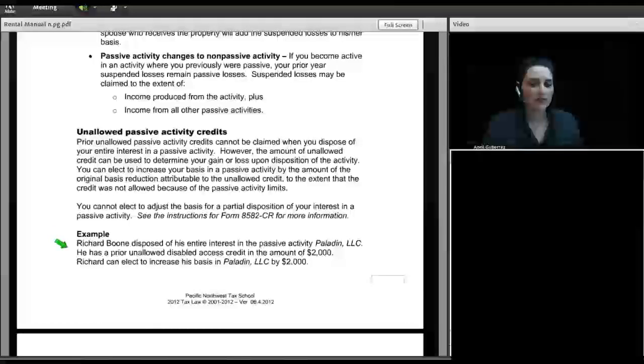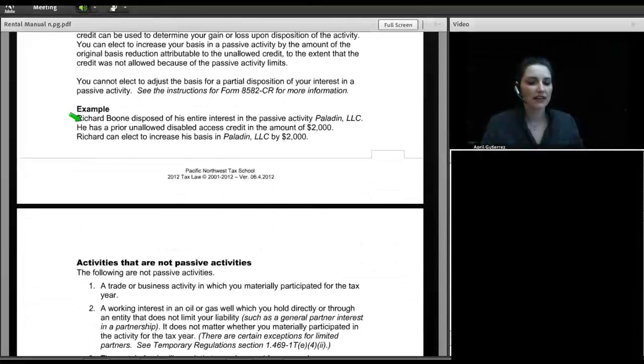Richard Boone disposed of his entire interest in the passive activity Paladin LLC. He has prior year unallowed disabled access credit in the amount of $2,000. Richard can elect to increase his basis in Paladin LLC by $2,000. So it will reduce his profit, but he doesn't get to claim the credit, which would clearly be a better deal.